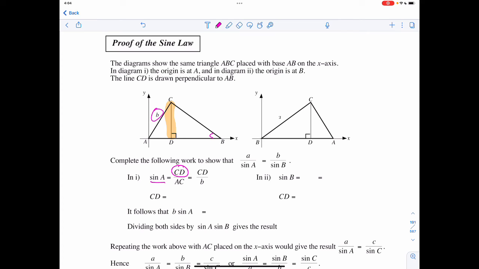But we know that AC is actually side length B. It is the side that is opposite angle B in the non-right angle triangle, the bigger triangle. If that's true, then when I get CD by itself, I'm going to multiply B into both sides and say that it's going to be B times sine of angle A.